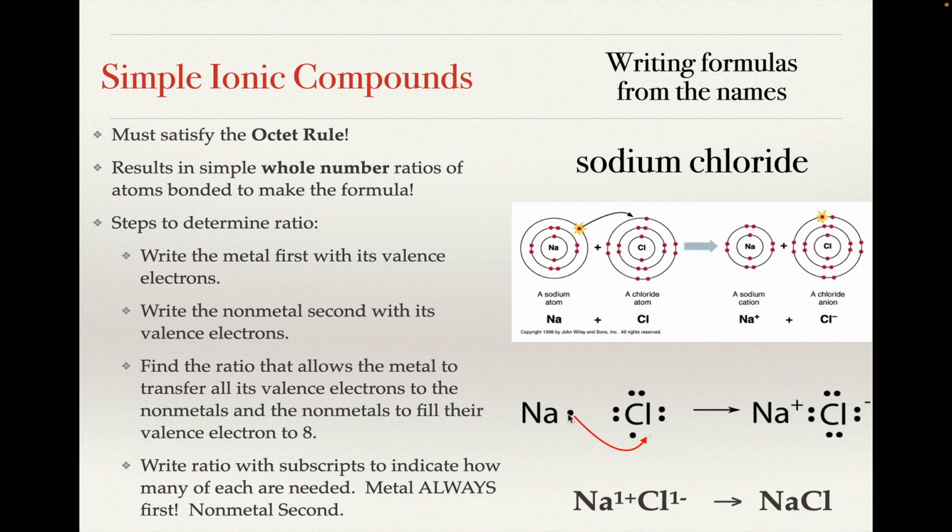A simplified way of looking at this is to actually look at the charges, which we have discussed in previous units on how to make this compound, okay? Here are our steps to work our way through it. We're going to write the metal first with its valence electrons. We're going to write the nonmetal second with its valence electrons. We're going to find that ratio between them that creates 8 for each, and then use that ratio as a subscript. So here, the ratio is 1-to-1, so we get that, okay?